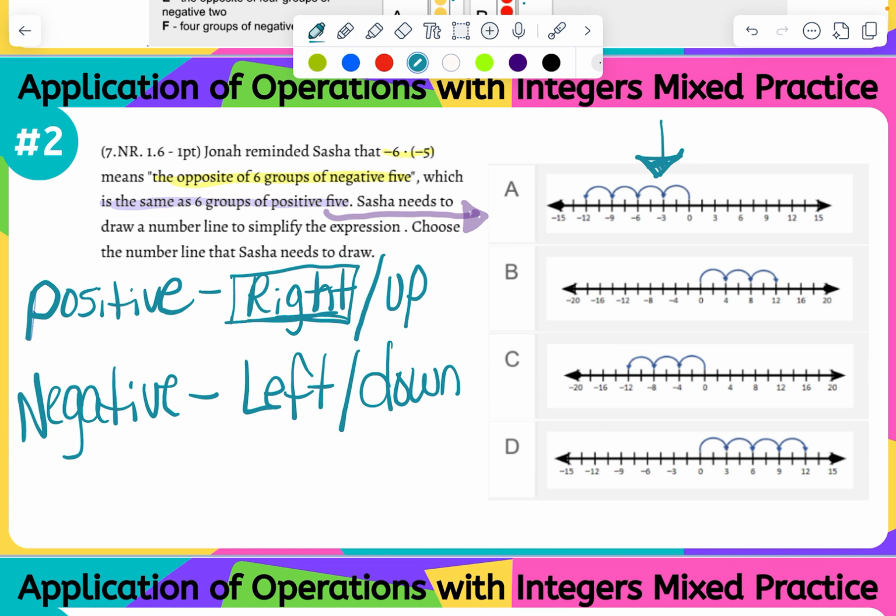So we need 6 groups. Well, look at this one. That's only 3 groups, so that can't be B. This one is going left, so that can't be A. This one has only 3 groups. That won't work. But we have 1, 2, 3, 4.